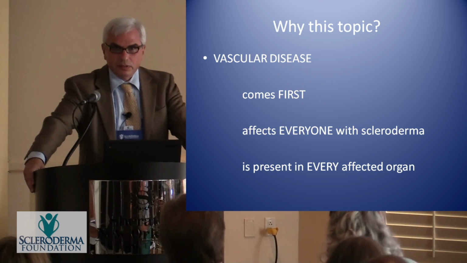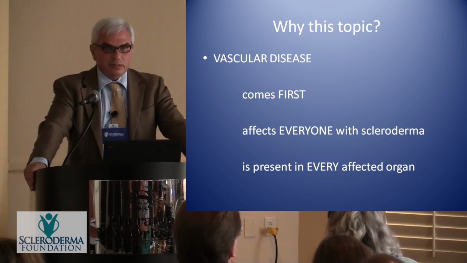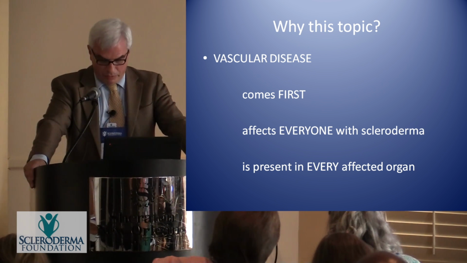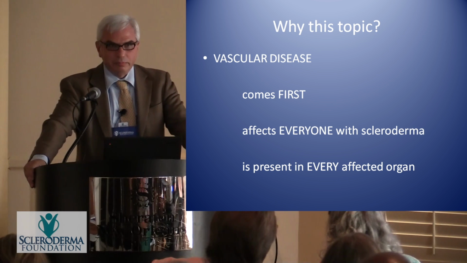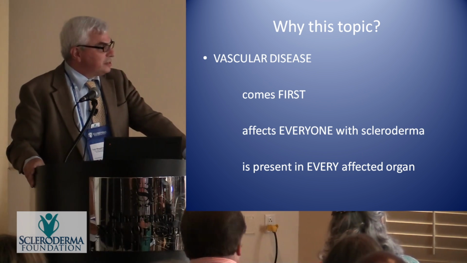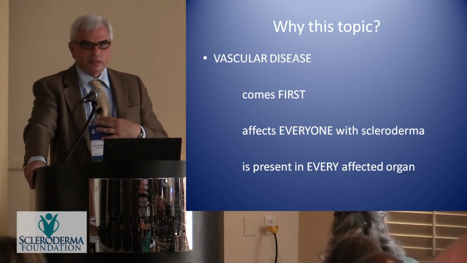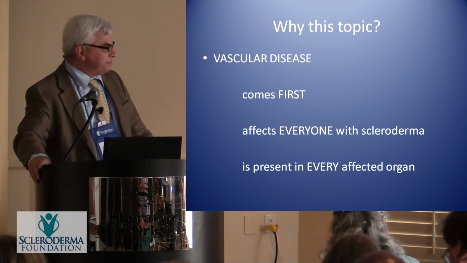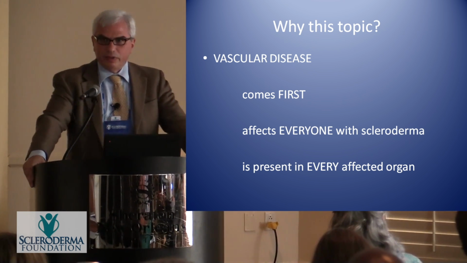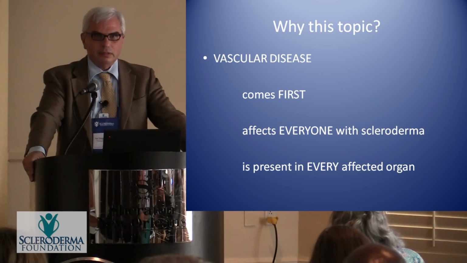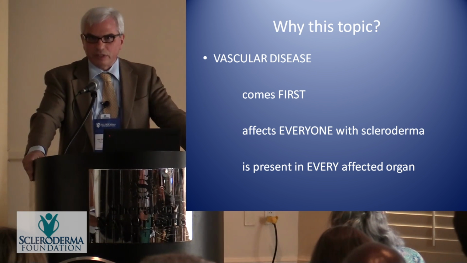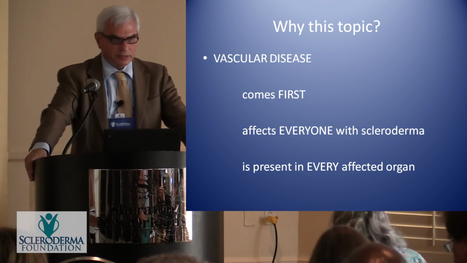So it comes first. Almost always, if someone's going to have Raynaud's phenomenon, they have it before anything else has happened to them. It affects just about everyone with scleroderma. Whether or not they have Raynaud's, they have some other manifestation of vascular disease. And it's present in every affected organ that is involved with scleroderma. That is, you see vascular changes.